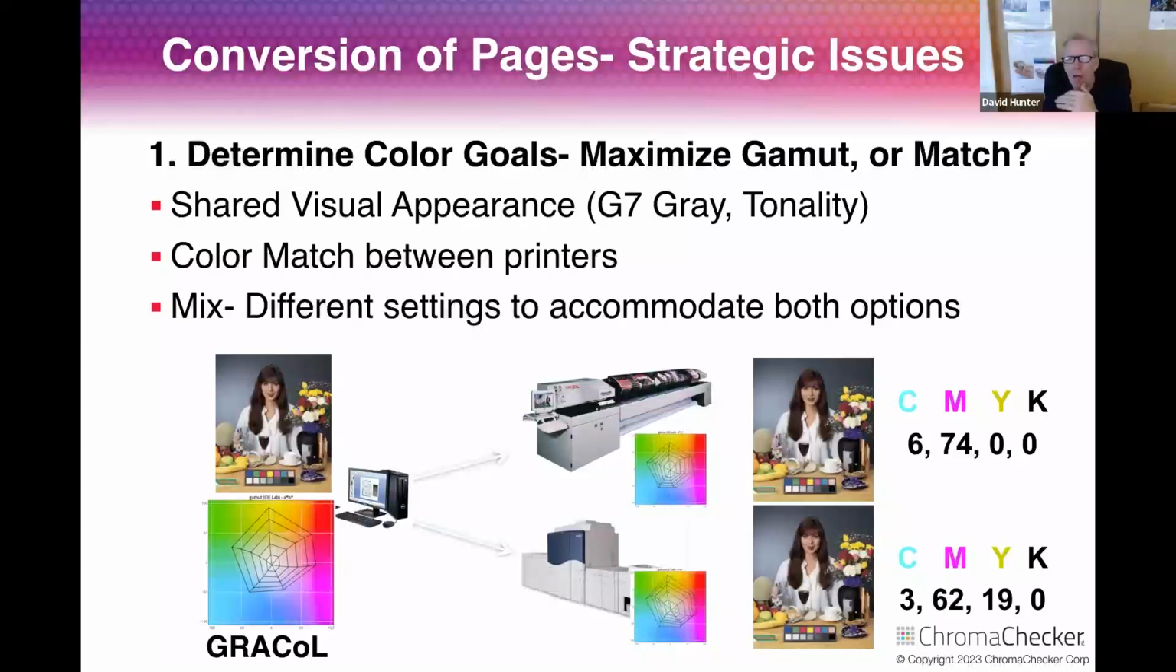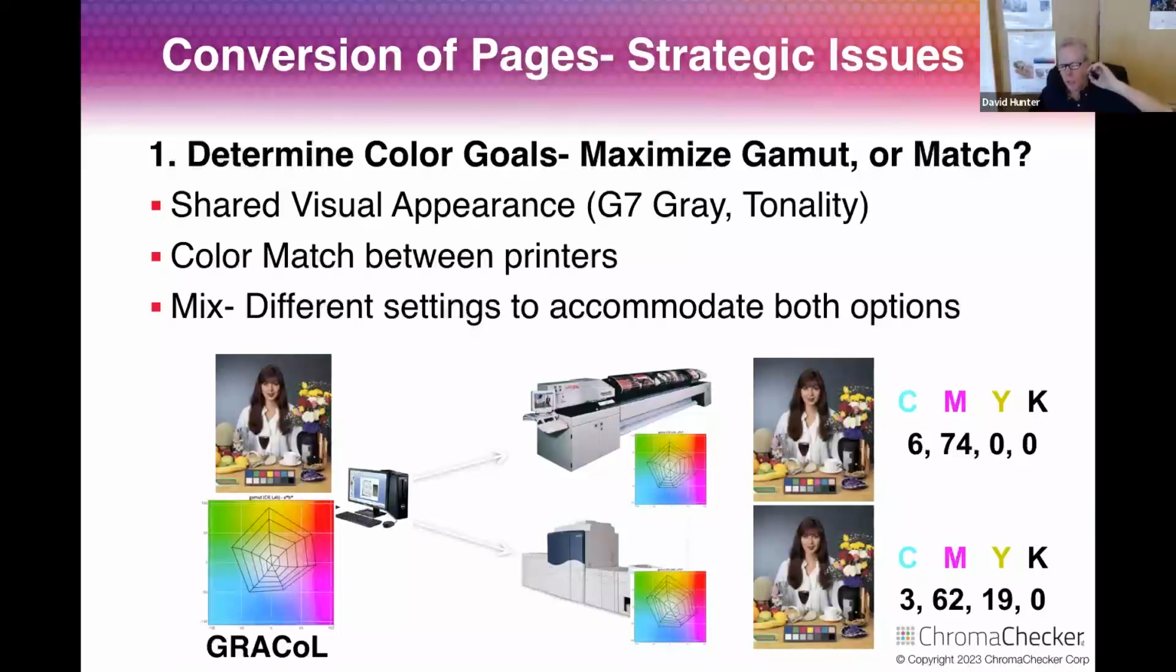And ideally, we want to keep our G7 gray and G7 tonality. So if someone is looking at a print from another printer with a smaller gamut, as long as that's G7 as well, they'll at least have a shared visual appearance. They won't match. They will have a shared visual appearance. So they'll have the same gray balance and the same tonality, but one will be more vivid blues and reds and so forth. The other one will be a little more subtle. So that's what we call a shared visual appearance.